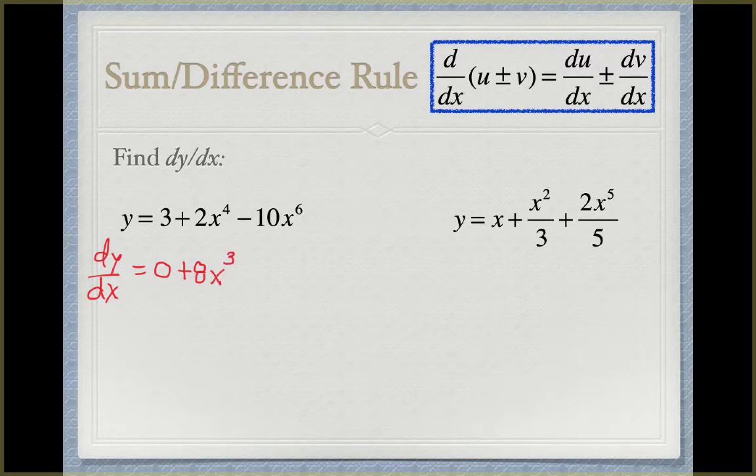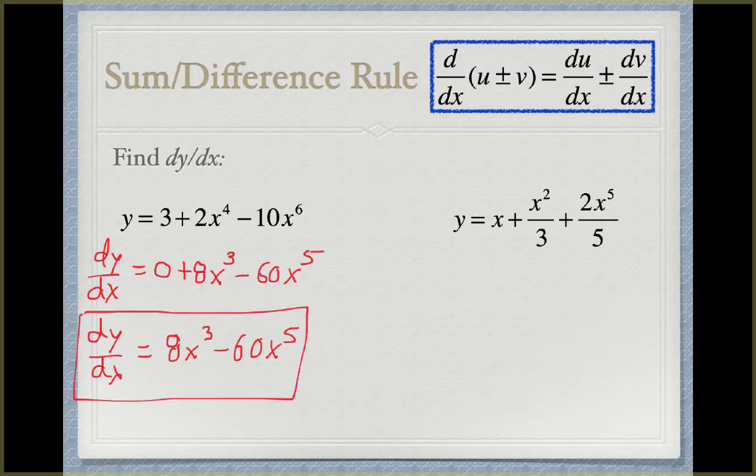The next part, we take negative 10x to the 6th. We multiply by 6, we get negative 60x. Subtract 1 from the exponent, and we get 5. So dy dx is 8x cubed minus 60x to the 5th.